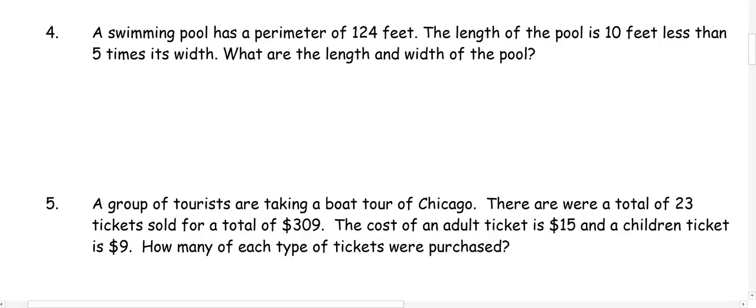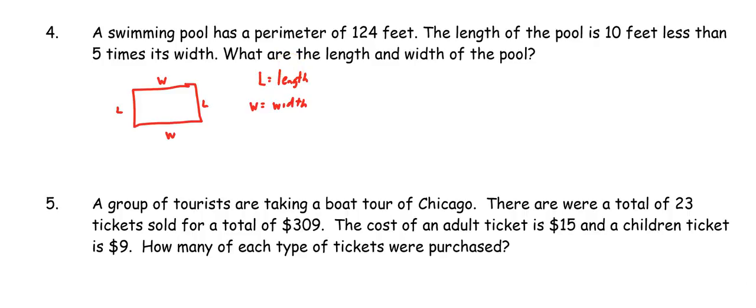Number 4, a swimming pool has a perimeter of 124 feet. The length of the pool is 10 feet less than 5 times its width. What are the length and the width of the pool? If we have a length and the width of the pool, it's going to be a rectangular pool. Remember, we're going to have 2 widths and 2 lengths. So we're going to say that L is equal to the length of the pool and width is going to be W. With perimeter, you're always adding the sides of your shape up. So we're going to combine like terms in this case. So we have 2 L's and we have 2 W's.